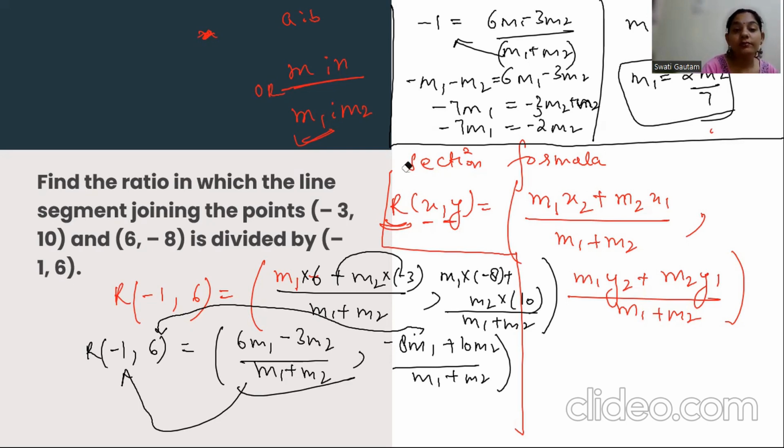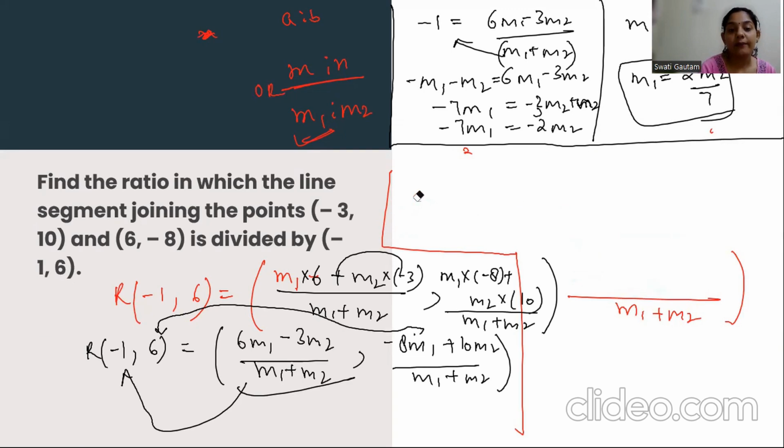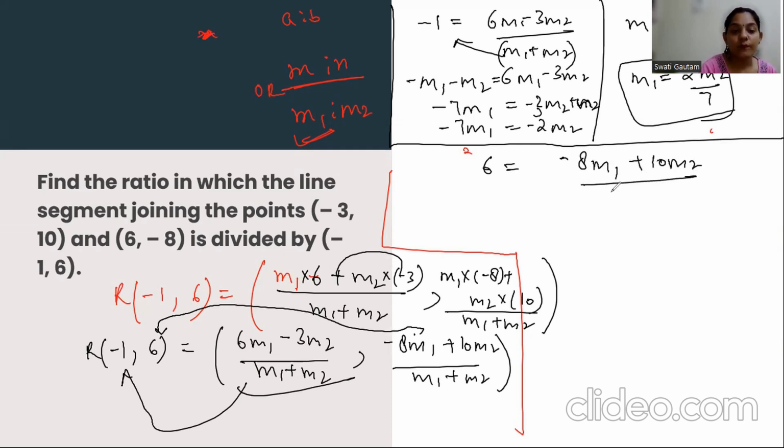Now what I have to do? Now I will put y equals to y. Now I will put 6 equals to (-8m1 plus 10m2) divided by (m1 plus m2). Now I will take this in multiplication with 6. So both terms will multiply with 6. So 6m1 plus 6m2 equals to -8m1 plus 10m2.